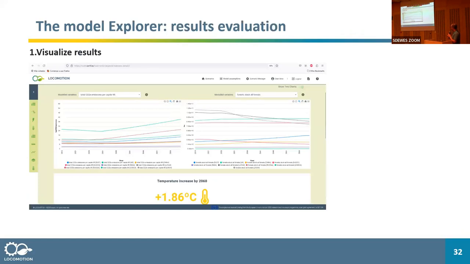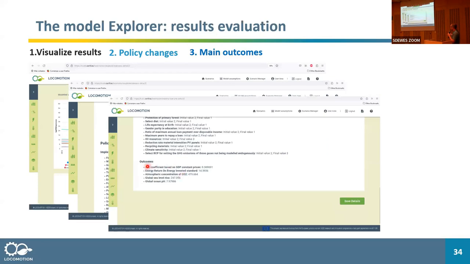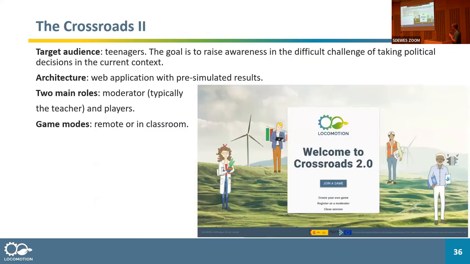And finally, you can visualize the results. You can also see the list of options that you selected from your parameter configuration. You get to see the main KPIs or the main results of your simulation. So sea level rise, CO2 concentration in the atmosphere, and so on. And you can also finally export the results.